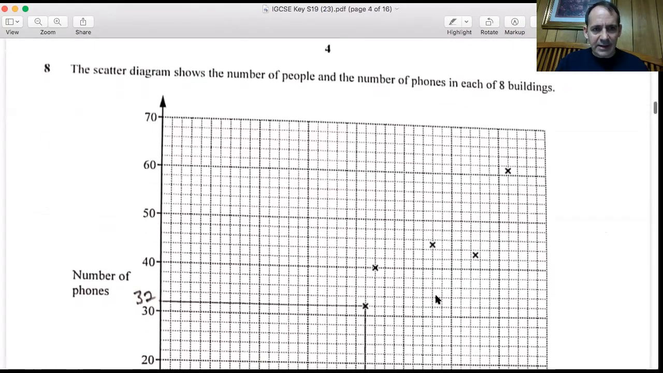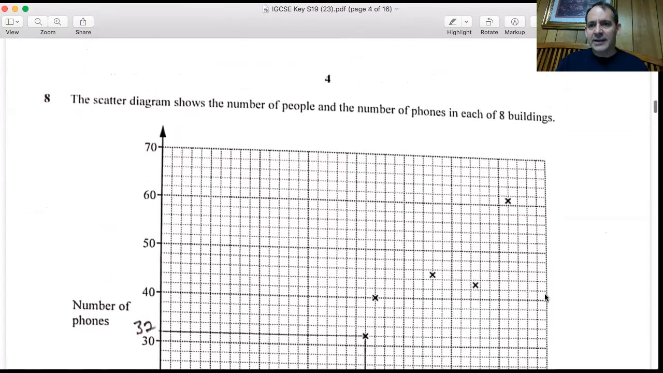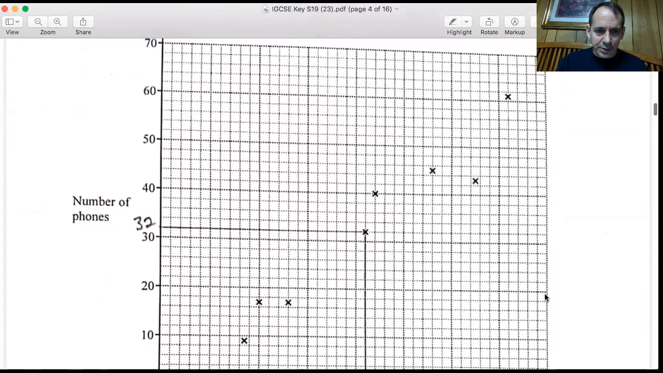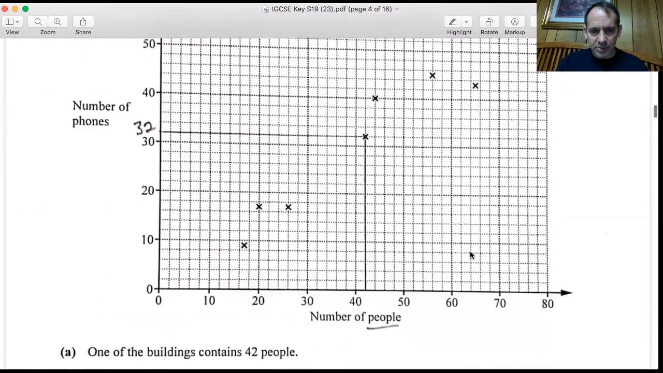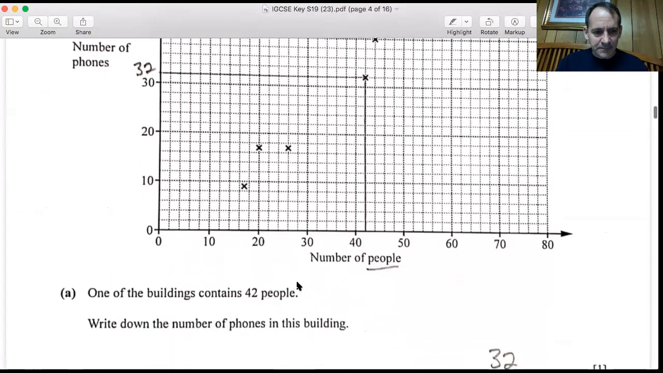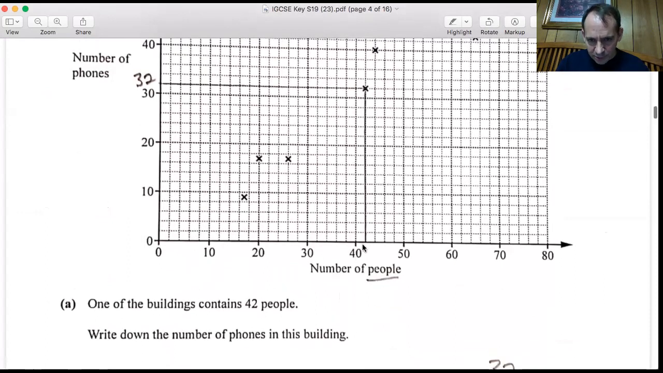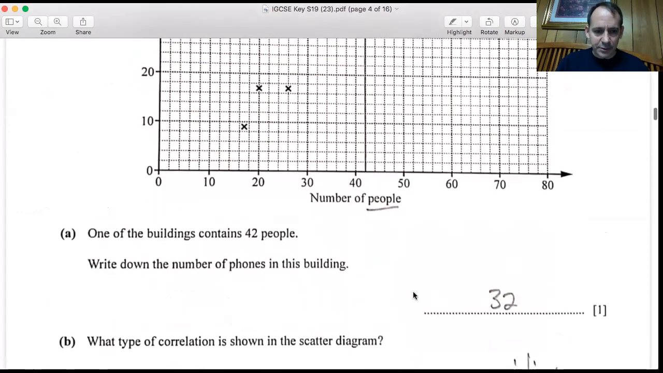Moving on, number 8, a scatter diagram shows the number of people and the number of phones in each of 8 buildings. So on the bottom, you have number of people. On the y-axis, the number of phones. So one of the buildings contains 42 people. So we go here to 42, number of people, follow it up, and here we see where it's marked, the little X here. Follow that across. So there's 32 phones in that building.